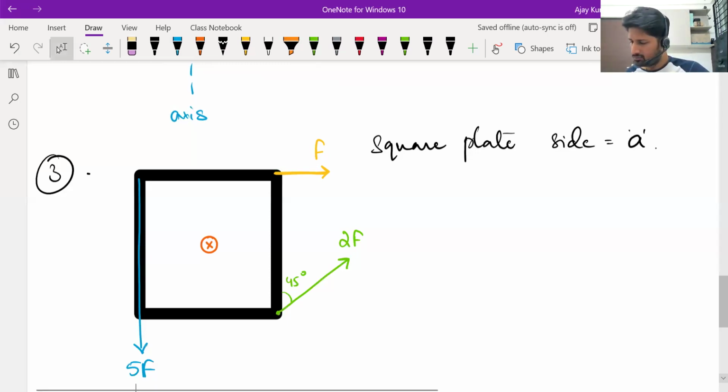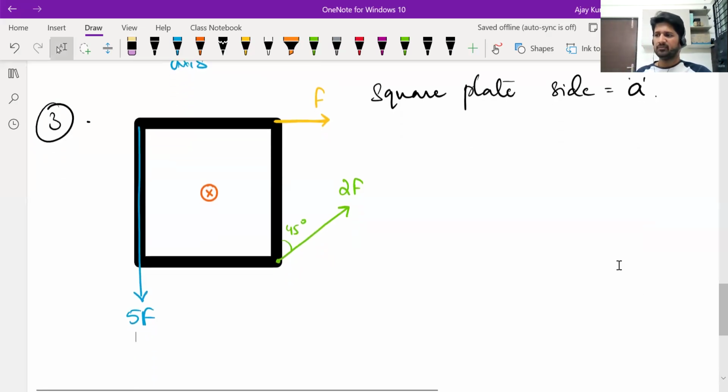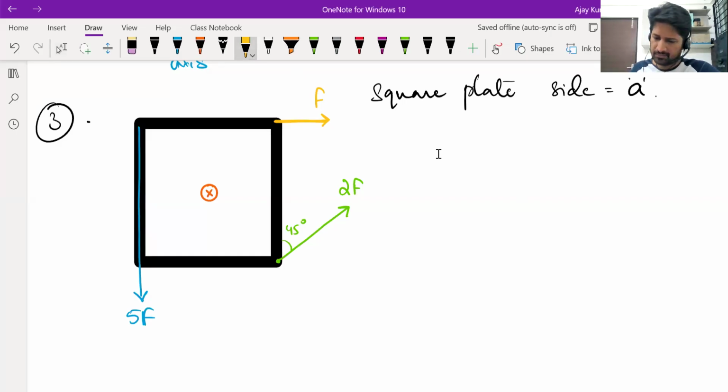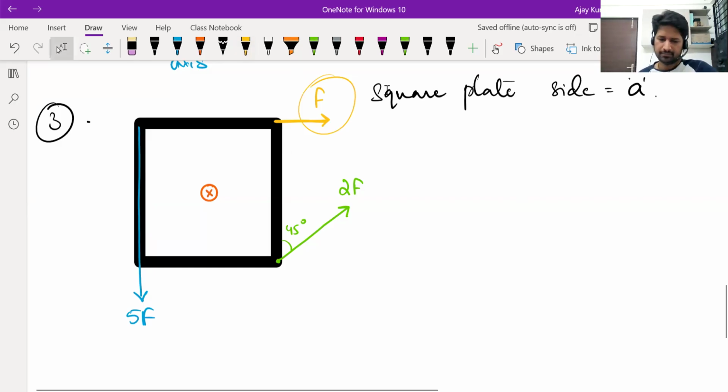How do you calculate net torque? Once you know individual torques, if they are in the same sense, add them. If any of them is in the opposite sense, subtract. Okay. Try this, all of you. I'll give you 3 minutes. I got one answer as 3FA. Okay, let's see. Vanilla, can you tell me how much torque the force F produces and how you calculated that? FA by 2, correct.